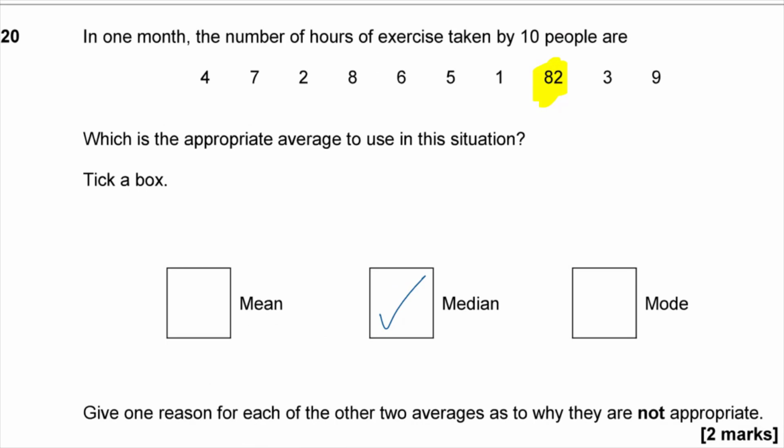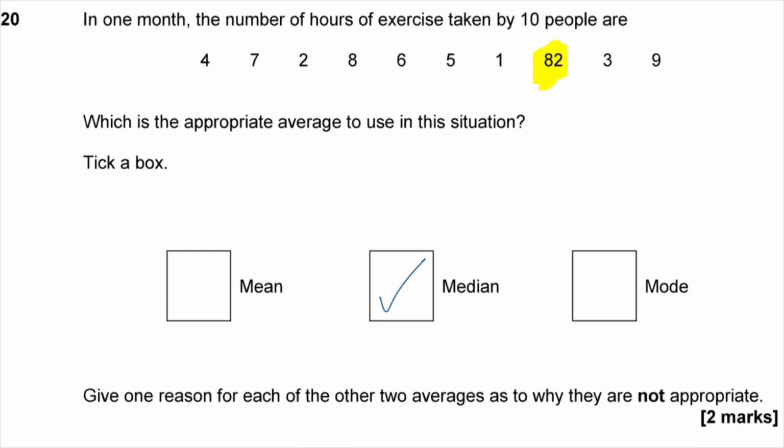Now, I don't think the mode is appropriate because all the numbers are different. And if all the numbers are different, there is no mode.